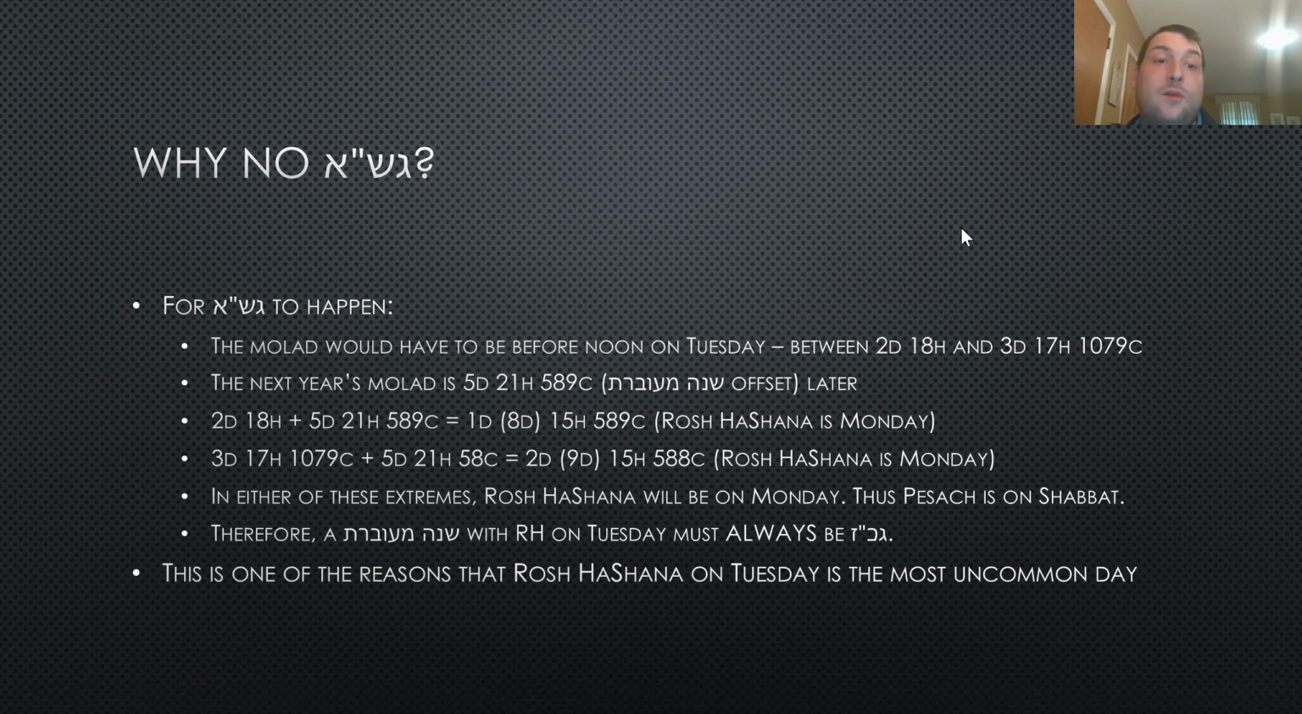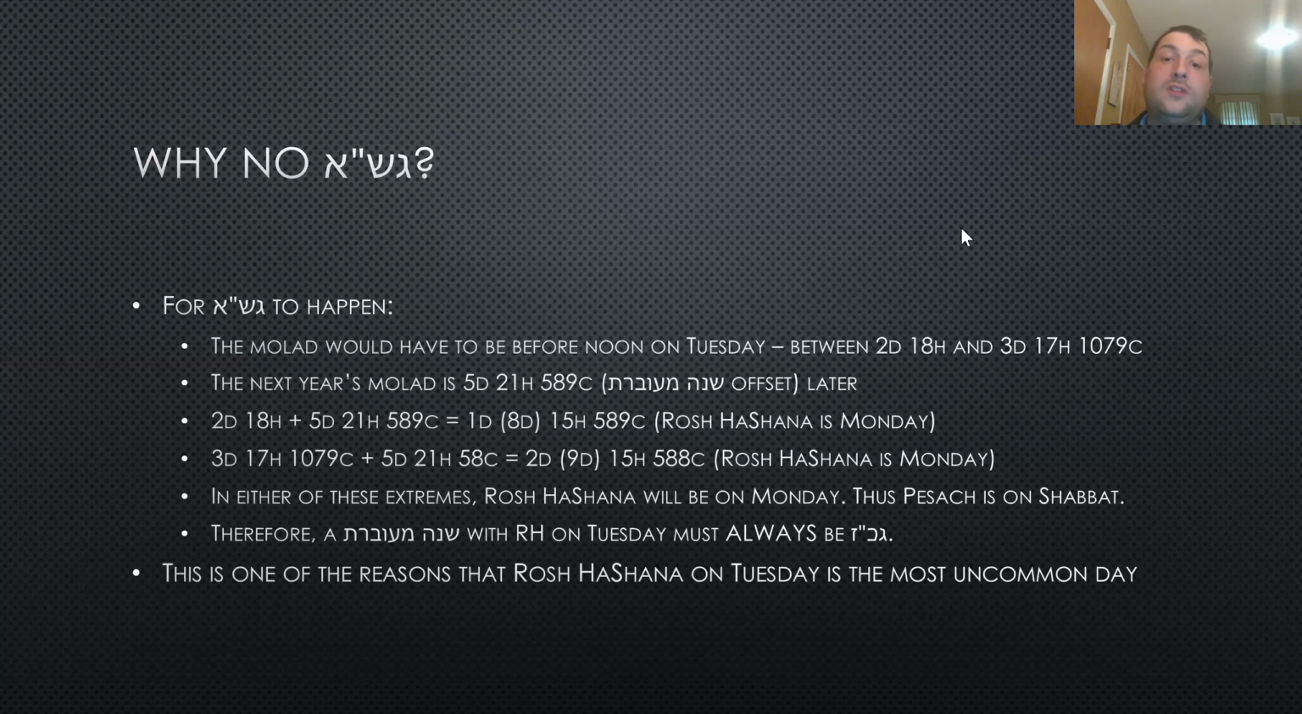3 days, 17 hours, and 1079, which is the other extreme, plus the 5 days, 21 hours, and 589 chalakim, is equal to 9 days, 15 hours, and 588 chalakim. Rosh Hashanah is still on Monday. So in either of these extremes, Rosh Hashanah will be on Monday no matter what, and thus Pesach is on Shabbos. Therefore, every Shana Me'oberes, where Rosh Hashanah is on Tuesday, is always a Gekaz year. Always, 100% of the time. And so this is one of the reasons that Rosh Hashanah on Tuesday is actually the most uncommon day.